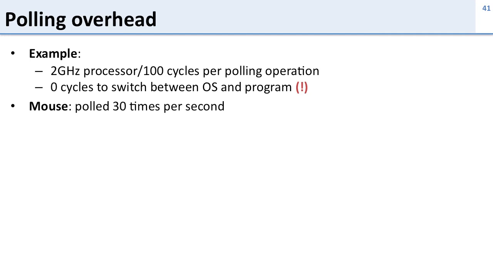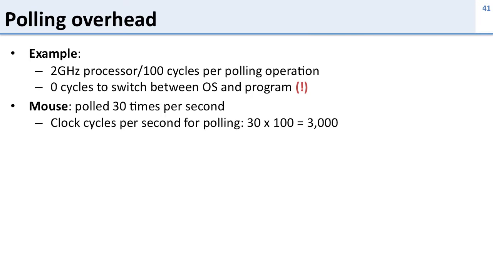So let's take a look at how much of this processor time we have to spend to watch the mouse. The mouse needs to be polled 30 times per second. Each time we poll it, we spend 100 cycles. So that's 3,000 cycles per second that we're going to spend checking the mouse. Now that's 3,000 cycles per second out of 2 billion cycles per second, so that's 0.00015%. It's a teeny amount of the processor time to poll the mouse. So that's clearly not a problem.